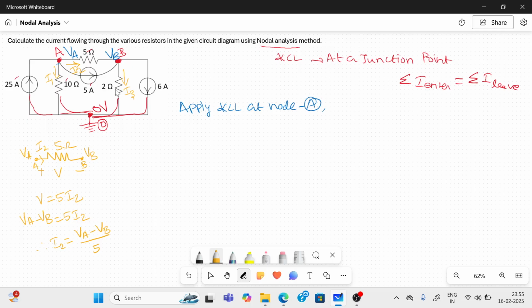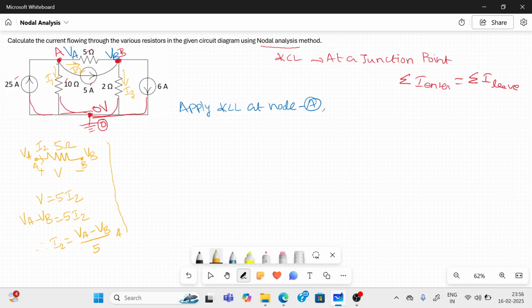Then you can remember this. If you are going to find the current I2, then take the starting voltage VA minus the end voltage VB, divided by the resistance. So I is equal to V by R. V is nothing but the potential difference. Remember this, divided by the resistance, in amps.